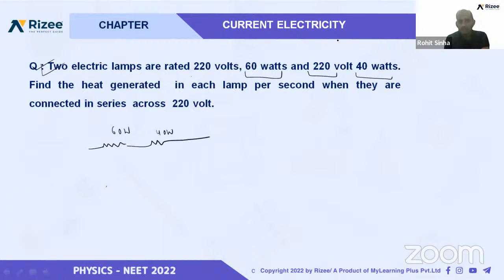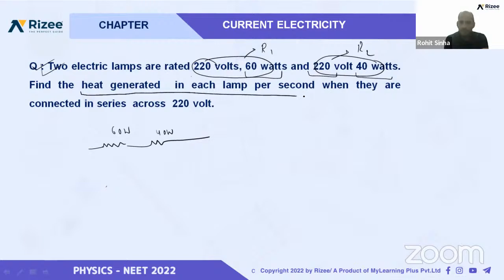Now, let us see. It is given that it is the rating of the device. This one is a rating, and this one is also the rating of a device. From here, you can find the resistances R1 and R2. There is one trick only. Here you see, it is telling to find the heat generated per second. That means it is asking about power. You have to find the power only.